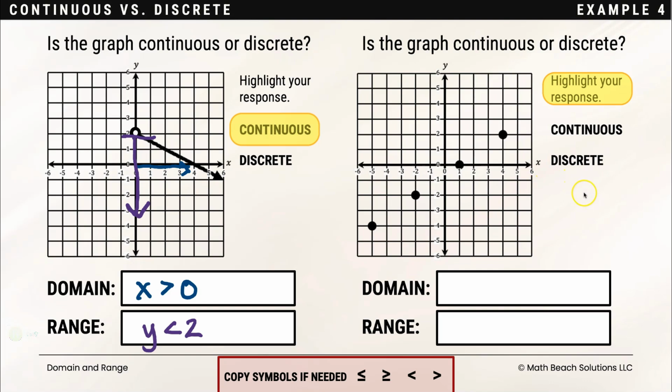Now discrete domain and range looks a little different. We know this is a discrete graph because it is not continuous from point to point. Continuous graphs are unbroken over part of the graph, and that's not true for this one.